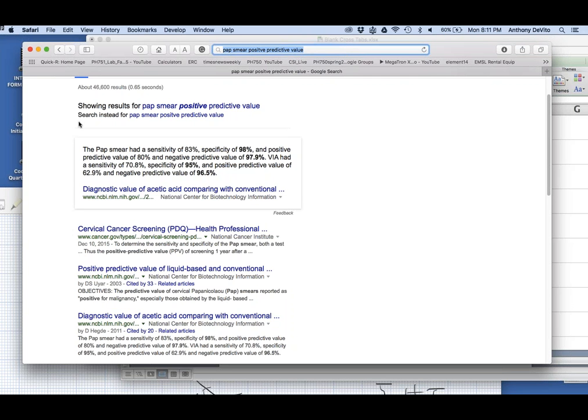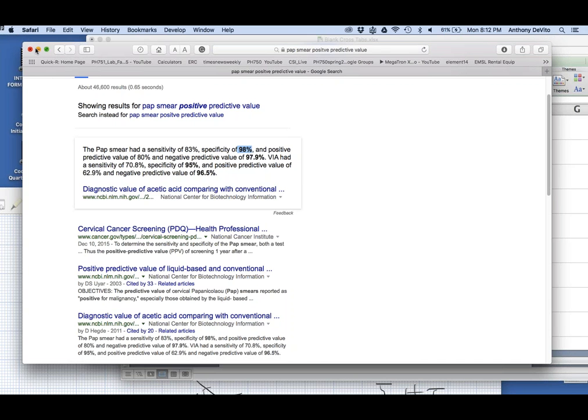Now, as it happens, we're going to look at something, 83%. That sounds pretty good, doesn't it? And a specificity of 98%. That sounds great. 83%, 98%. Sounds really good, right? Sounds like a pretty good test. We've got a problem with this stuff, and we're going to see what the problem is in just a moment.